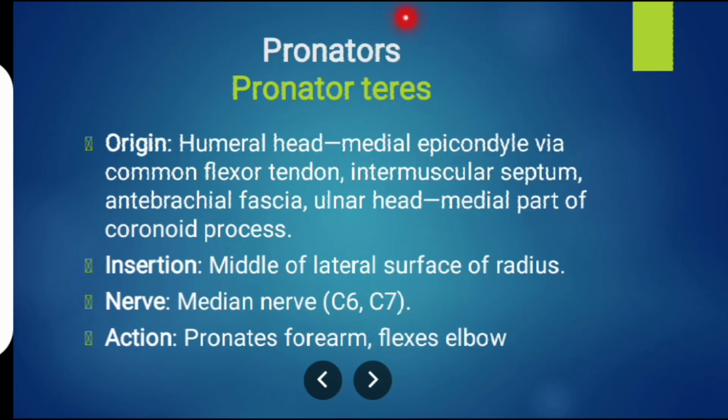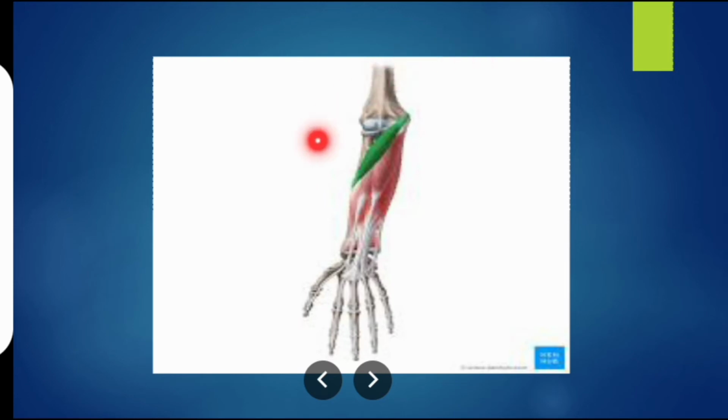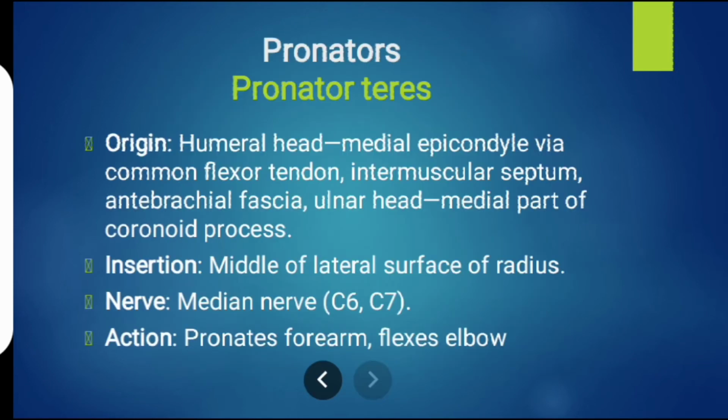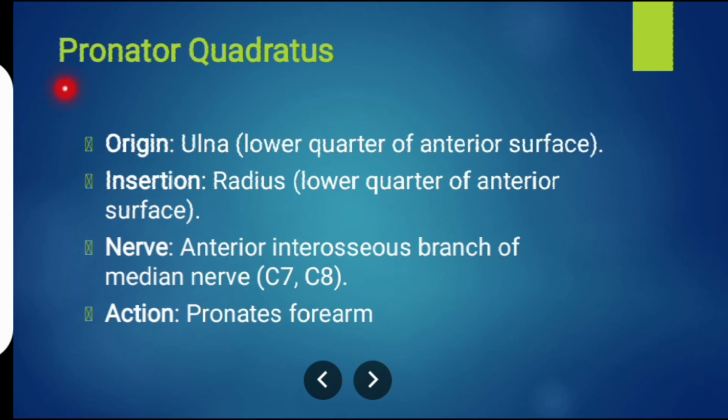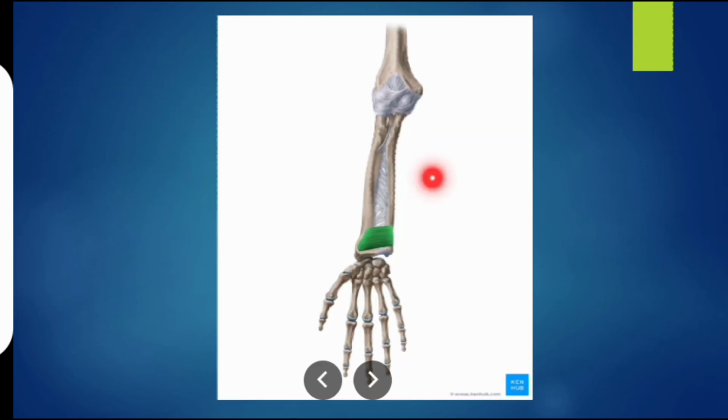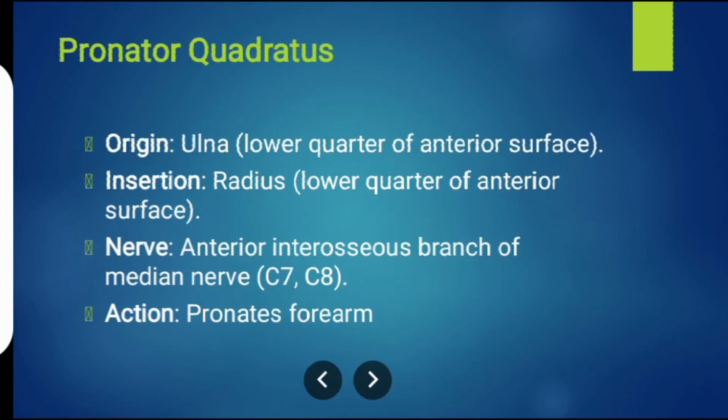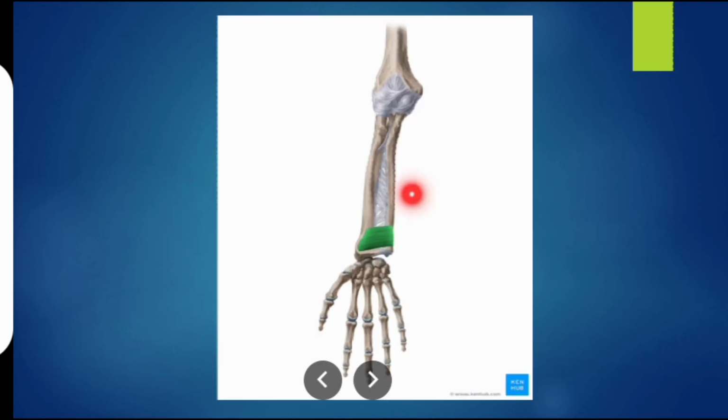Now let's discuss those muscles that are involved in pronation. The first muscle is pronator teres. The muscle in green is pronator teres muscle that we have already discussed above in this video. Then pronator quadratus muscle. The muscle in green is pronator quadratus muscle. Its origin, ulna, lower quarter of anterior surface. Insertion, radius, lower quarter of anterior surface. Nerve supply, anterior interosseous branch of median nerve. Action involved in forearm pronation. The muscle in green is pronator quadratus muscle.